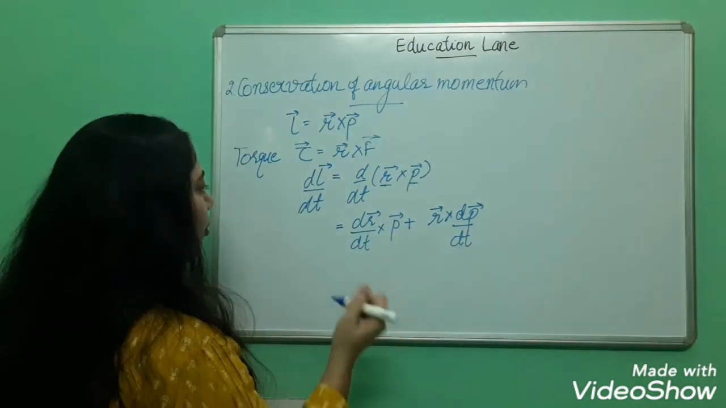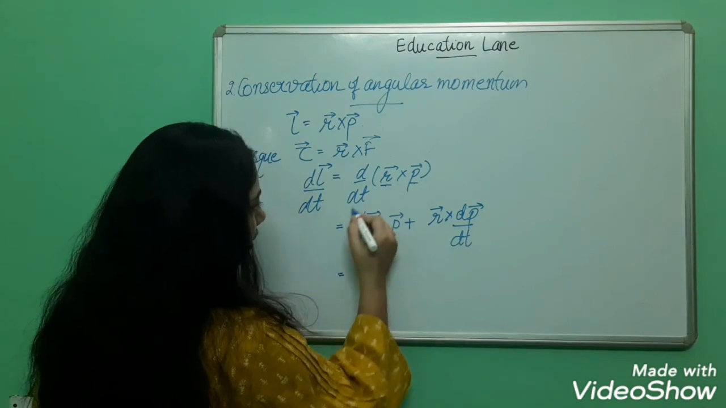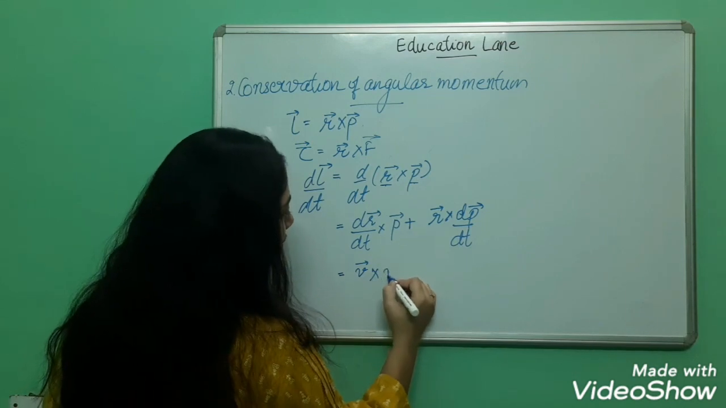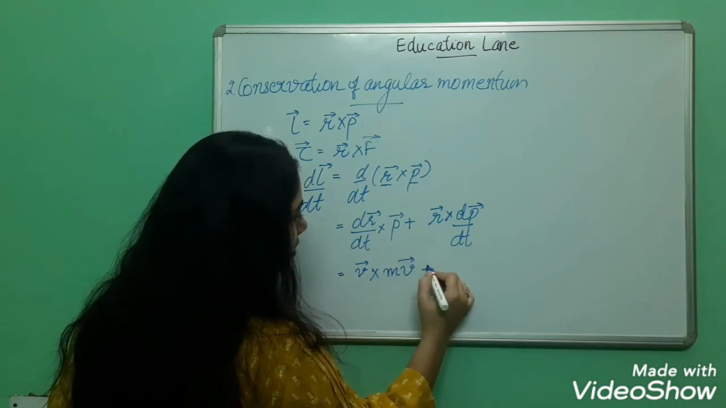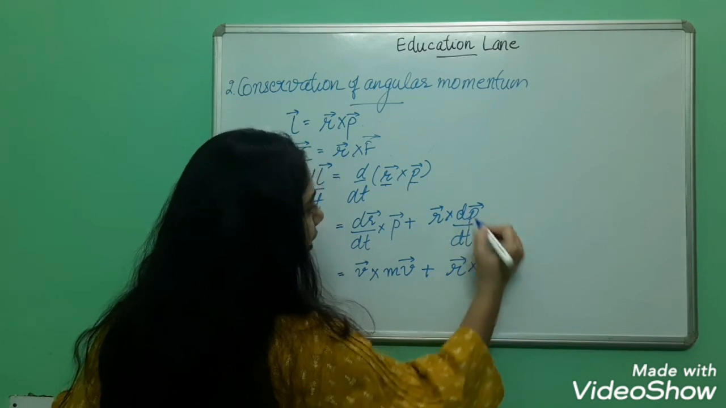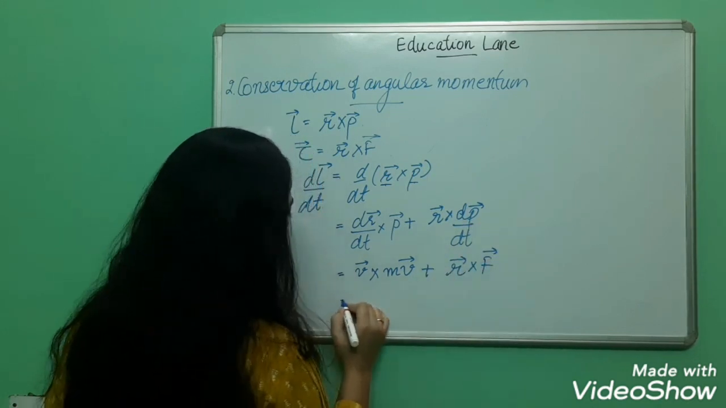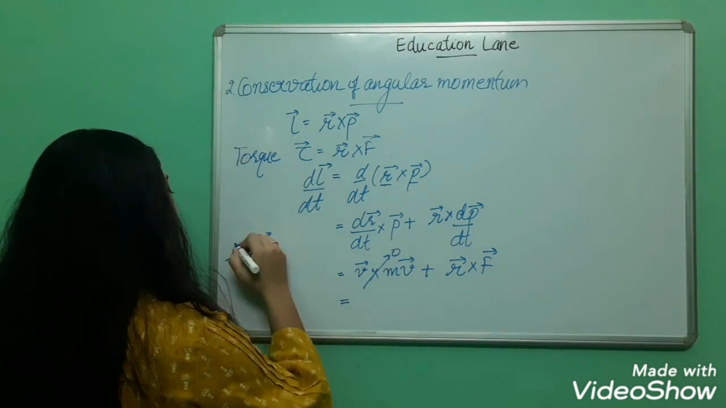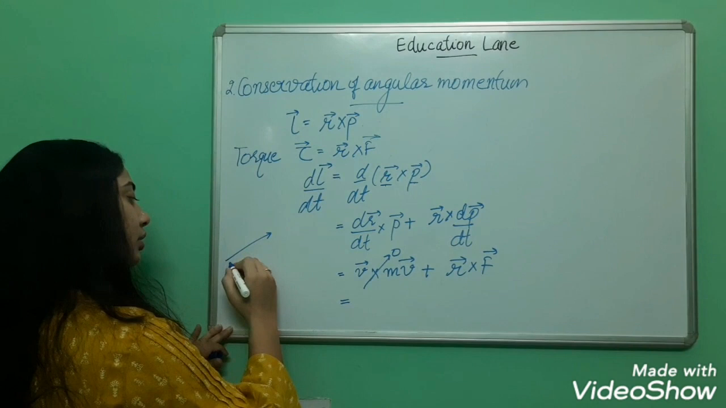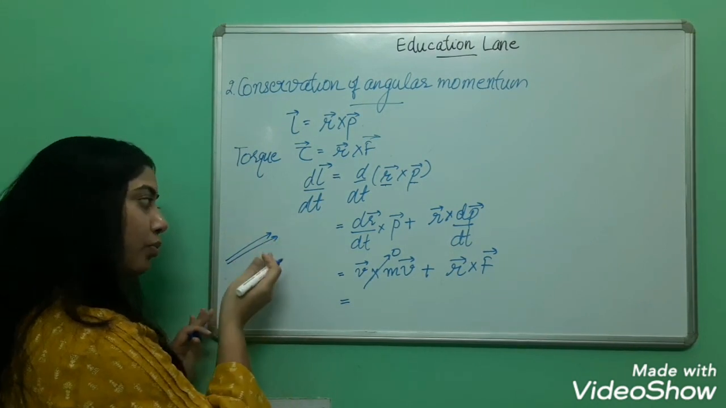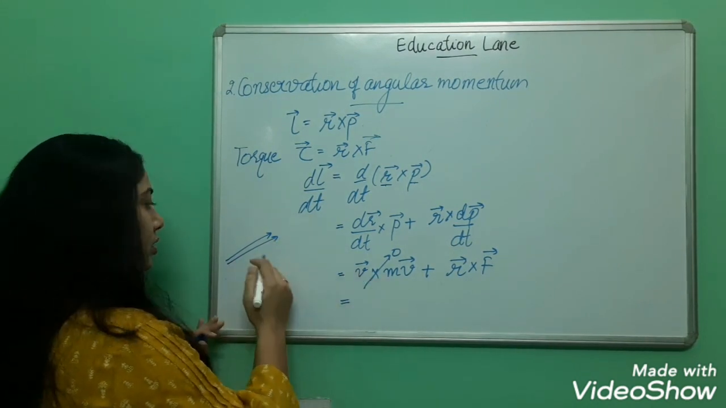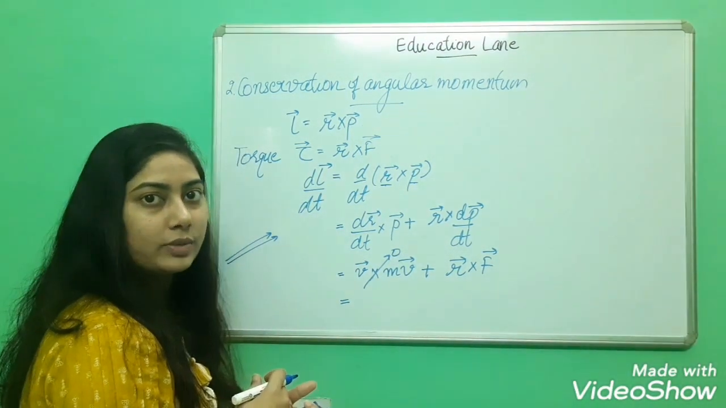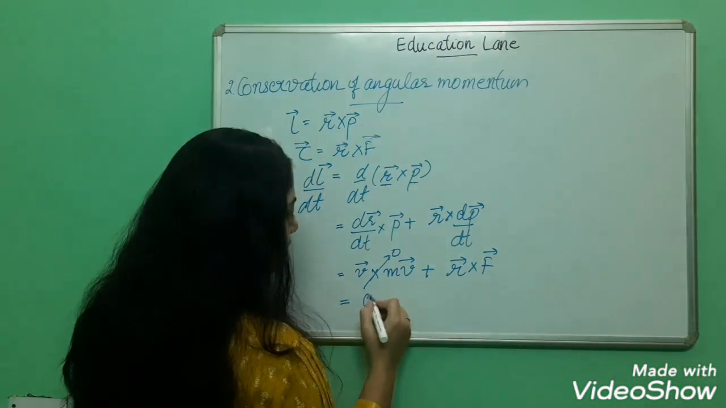So let's get back to our point. What is this? This is velocity. How can we write momentum like this? R cross p. Now v cross v will be 0. Suppose v is in this direction, and again the velocity vector is this, so they both are parallel. For parallel vectors, the cross product will always be 0.